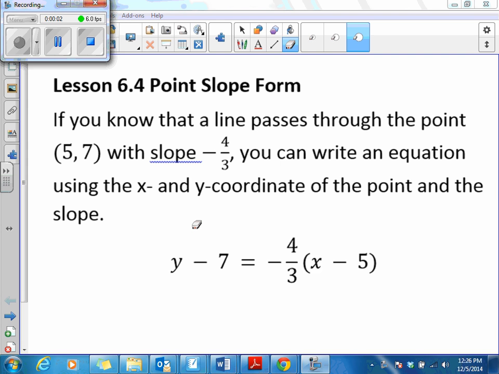All right, lesson 6.4, point slope form. If you know that a line passes through the point (5, 7) with a slope of negative 4/3, you can write an equation using the x and the y coordinate as well as the slope. So you see I have the equation y minus 7 equals negative 4/3 times the quantity x minus 5.